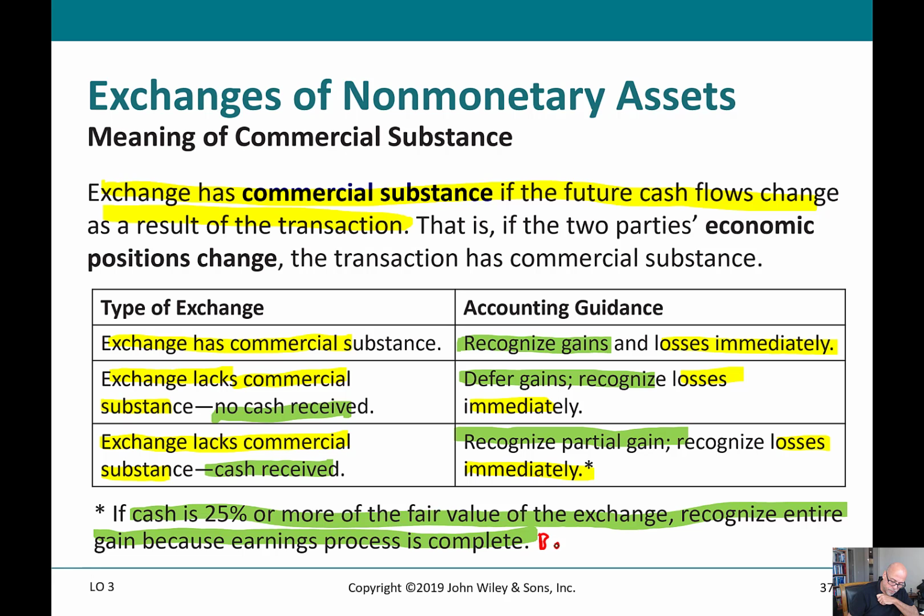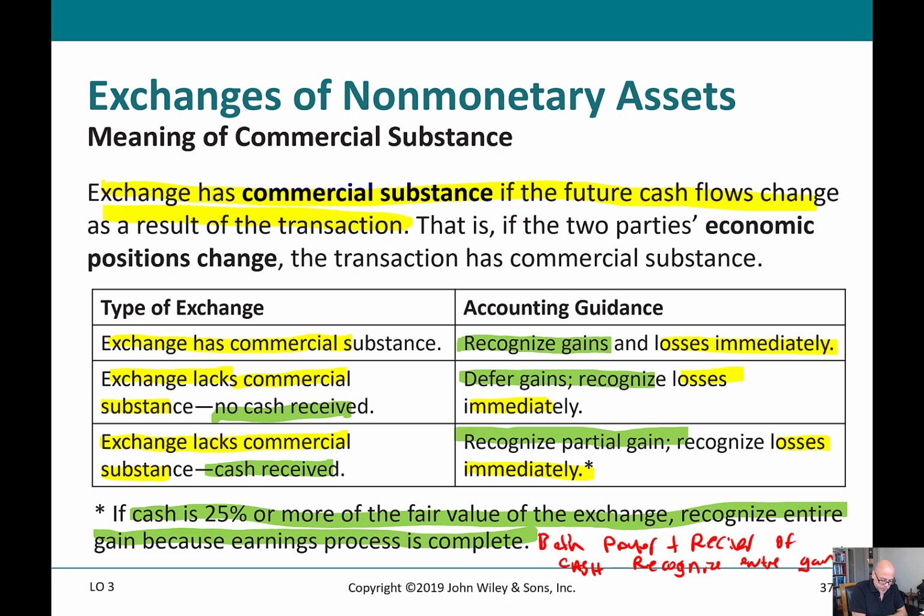both payer and receiver of cash recognize entire gain.